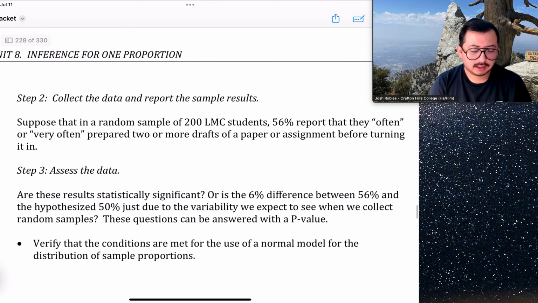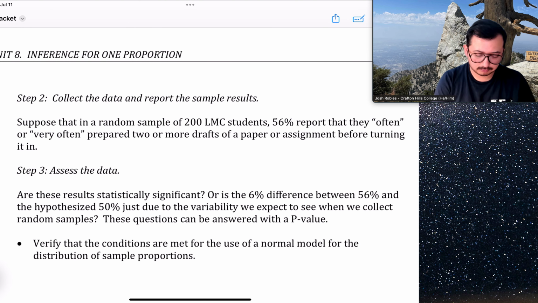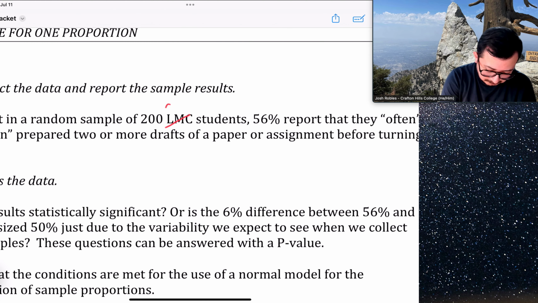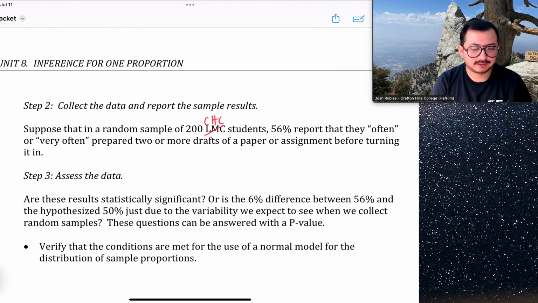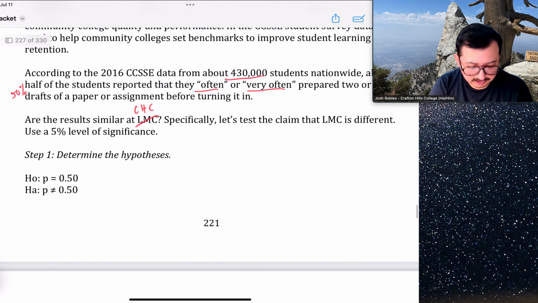Okay, so we do our survey. 56% said that they often or very often, so Crafton students, 56% said they often or very often prepared 2 or more drafts. So more than, I believe, was it nationwide? Nationwide.